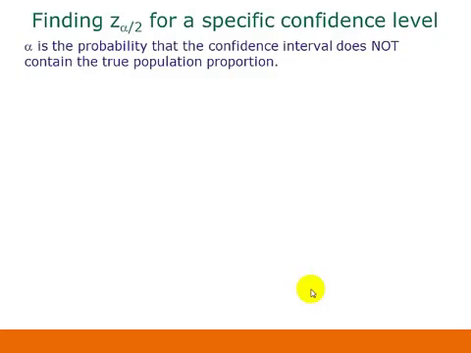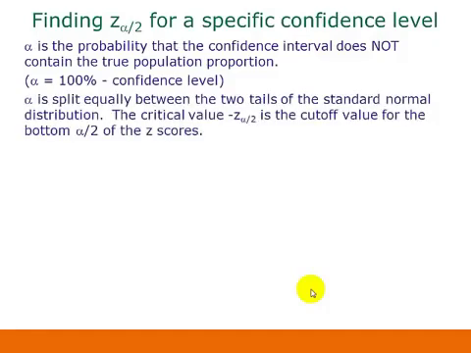So if we have a specific confidence level, here's how we find our critical value. The alpha is the probability that the confidence interval does not contain the true population proportion. In other words, alpha equals 100% minus our confidence level. Then we take alpha and split it equally between the 2 tails of our standard normal distribution. The critical value negative z alpha over 2 is the cutoff value for the bottom alpha over 2 of the z-scores.